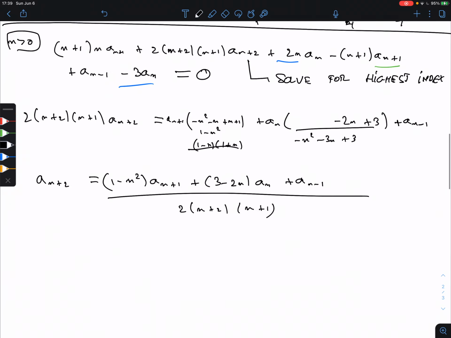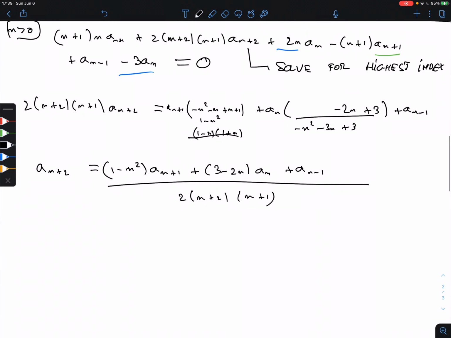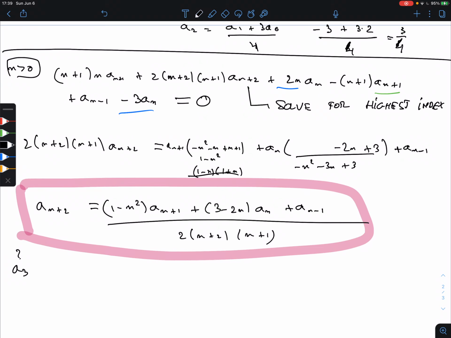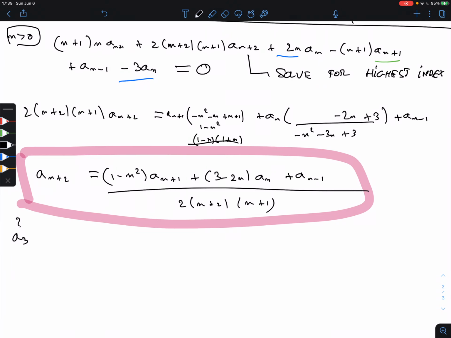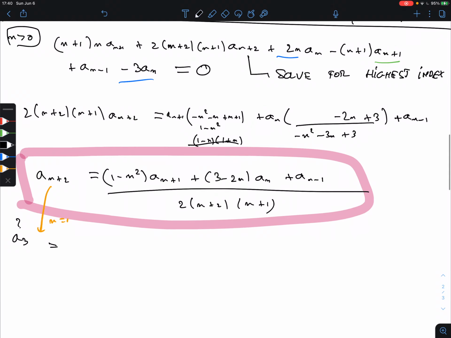Okay, so what should we do now? I would advise now to just work your way up. We know A2, so let's look at A3. This is our recursion formula. Let me color it. So how do you find A3? Well, what should we plug in here? n equals 1. So this is the case n equals 1, right?